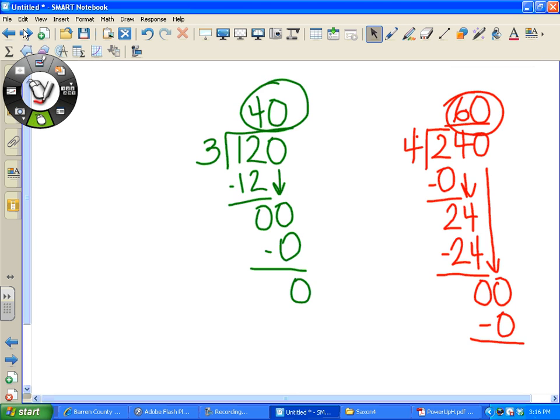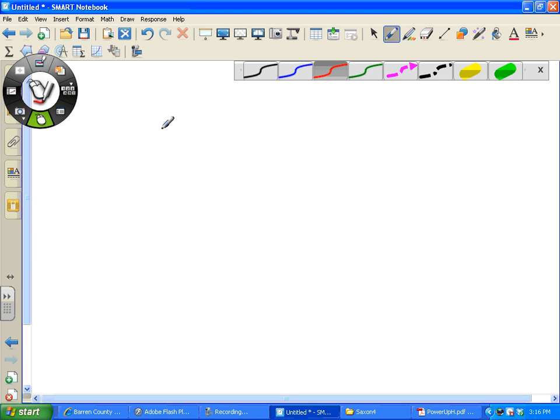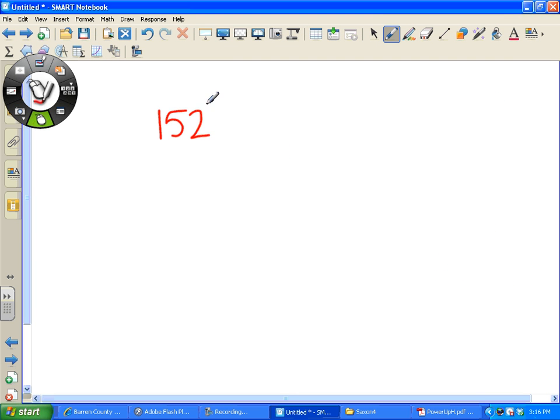Okay, 152 divided by 5. How many groups of 5 can I get out of 1? I can't, because 0 times 5 is 0. Subtract 1 minus 0, 0. Bring down. How many groups of 5 can I get out of 15? 3. 3 times 5 is 15.